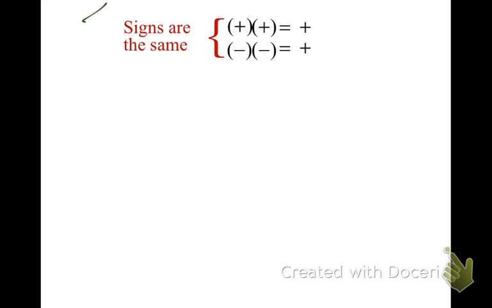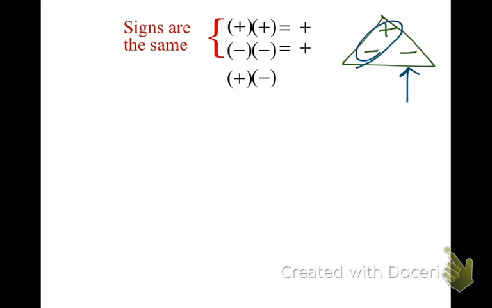So I would like this in your notes. Signs are the same, positive answer. Now, what happens when the signs are different? So in this case, we have a positive times a negative. If you forgot again, you can always draw your triangle, plus, minus, minus. So when I multiply a positive and a negative, what's my answer? My answer is going to be a negative.